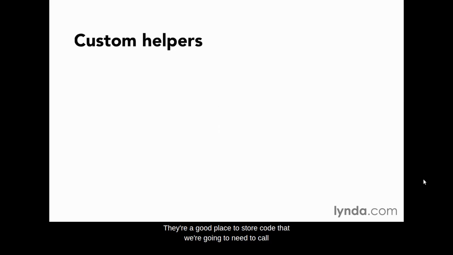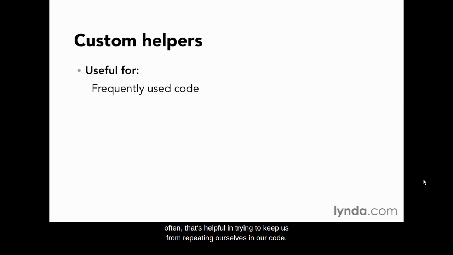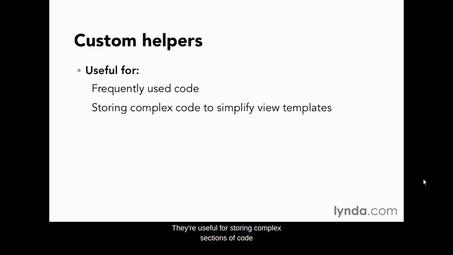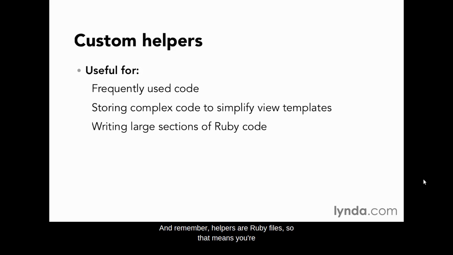Helpers are useful for a couple of different things. They're a good place to store code that we're going to need to call often. That's helpful in trying to keep us from repeating ourselves in our code. They're useful for storing complex sections of code that we don't want cluttering up our views. And remember, helpers are Ruby files, so that means you're going to be writing Ruby code in them, not HTML. If you find that you need to write a large section of Ruby code in your template, then it may be easier to do it inside of a helper instead of having to use ERB tags every time you need to start and stop outputting HTML.